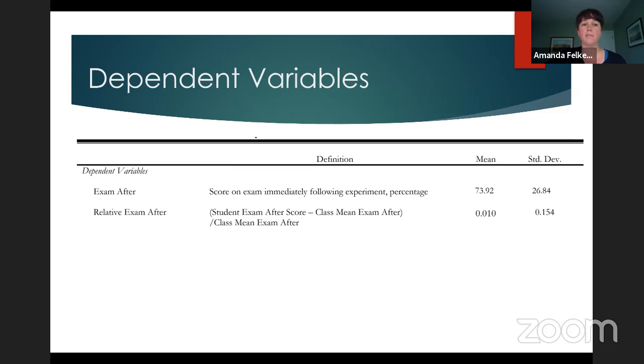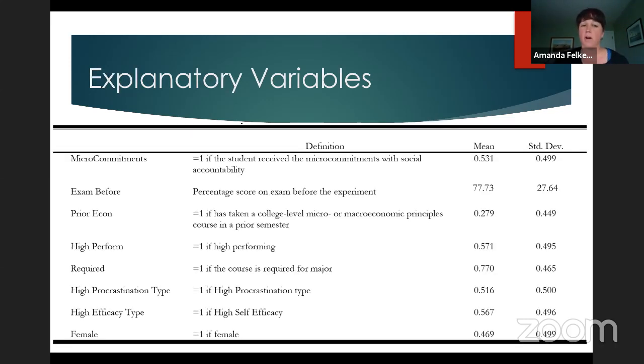So our dependent variables were the exam score after the experiment happened. So that would be in percentage points. And then we also looked at it in relative terms, or relative to the mean as a proportion of the class mean. And here are a few of our explanatory variables. You can see we include the exam at the beginning of the experiment. Also, if they've had economics before, if it's a required course. And like I said, there are more explanatory variables.